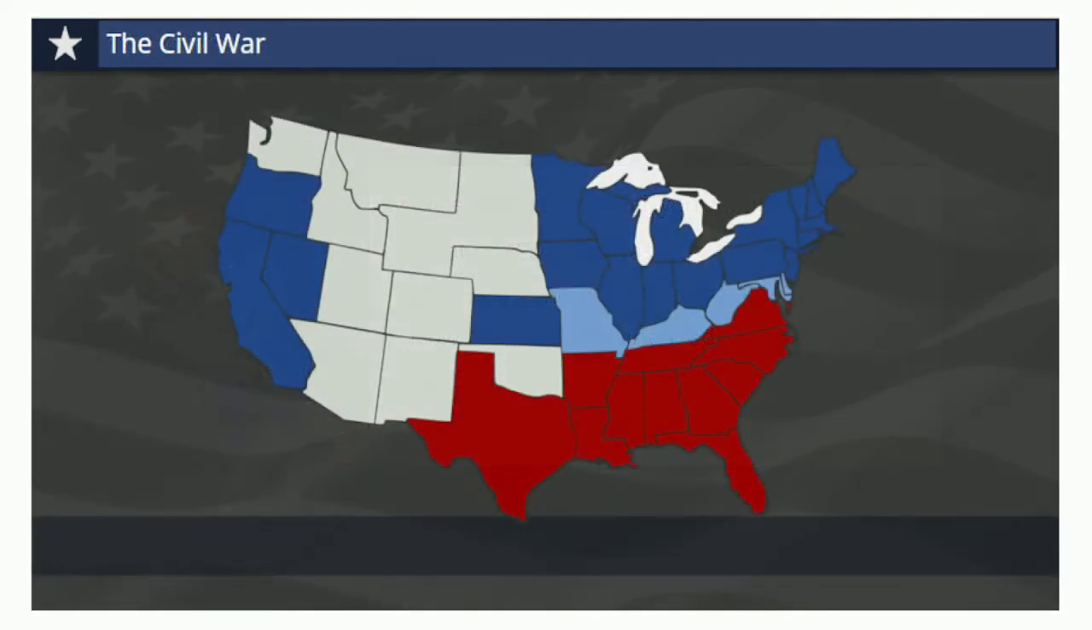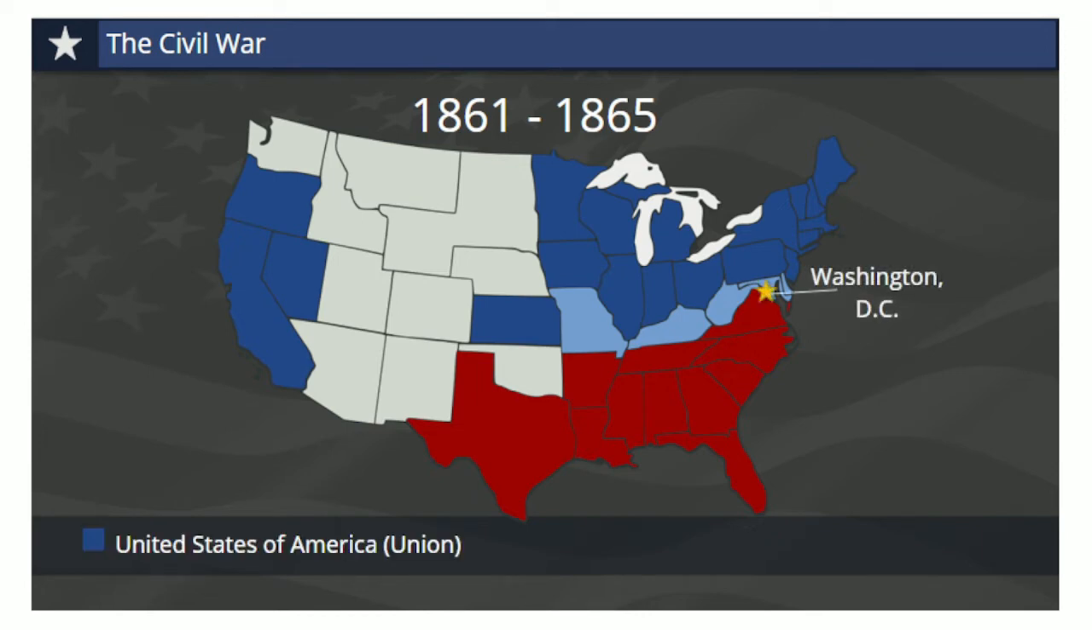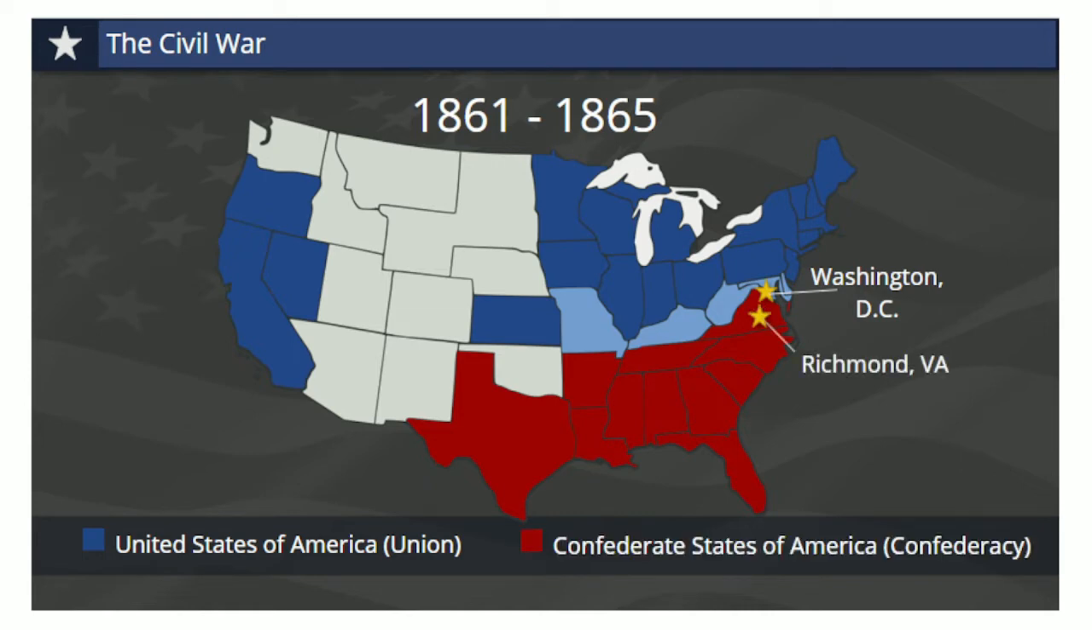The Civil War, America's bloodiest conflict, raged for 4 long years, from 1861 to 1865. During that time, our nation was divided into two: the United States, or Union, seen here in blue, and the Confederate States, or Confederacy, seen here in red.